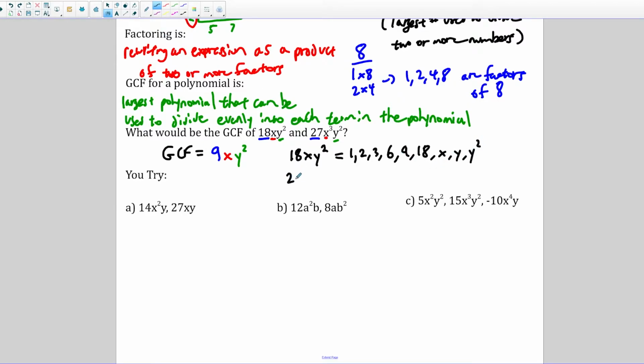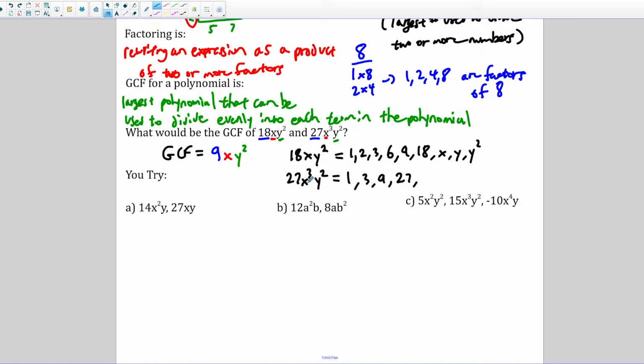Doing the same thing with the 27x cubed y squared. I'm going to ask myself, what can I multiply together to get 27? So I've got 1 times 27, and then I've got 3 times 9. So those are my 4 numerical factors.